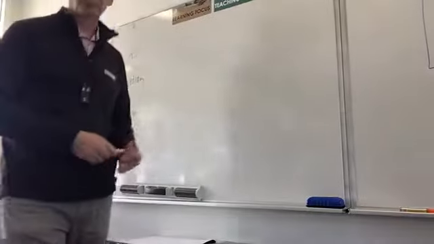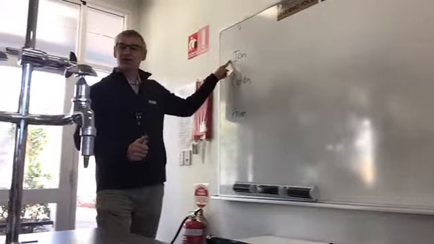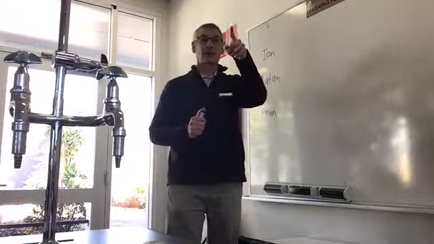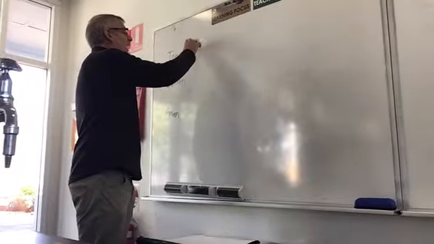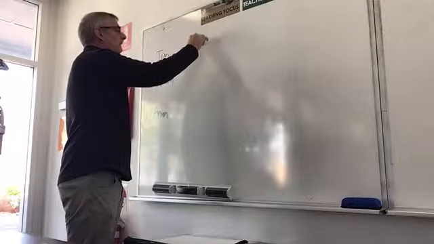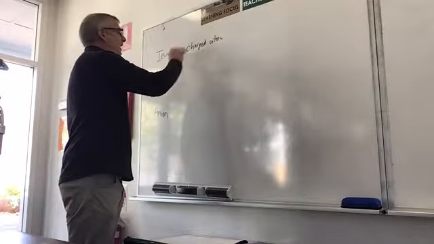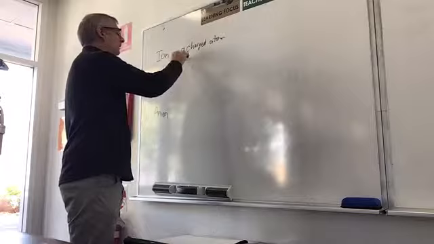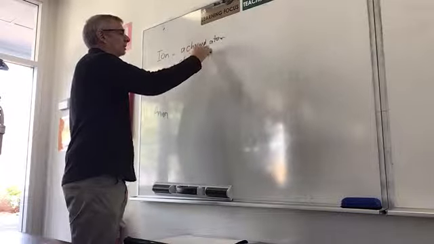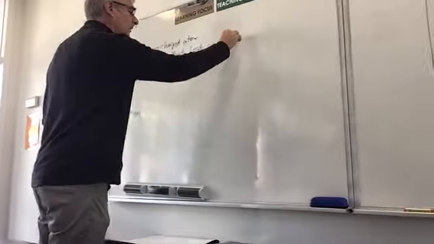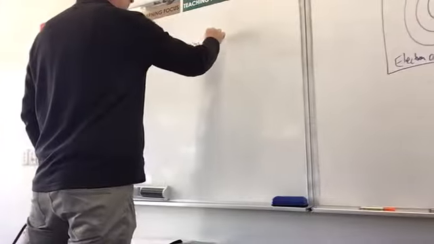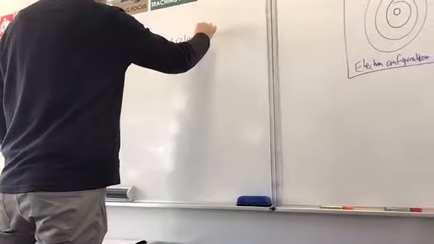So, ions. What is the definition of an ion? It's an atom that has lost or gained electrons. So it's a charged atom, and it is an atom that has lost or gained electrons. Could be one or more electrons.